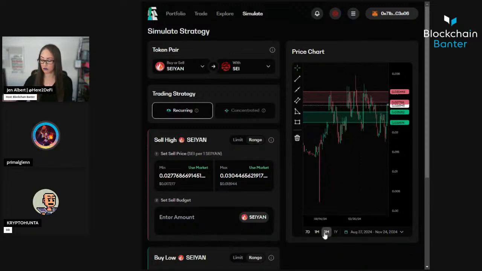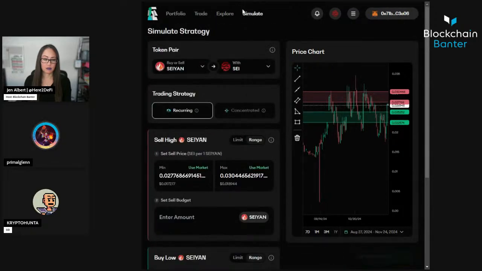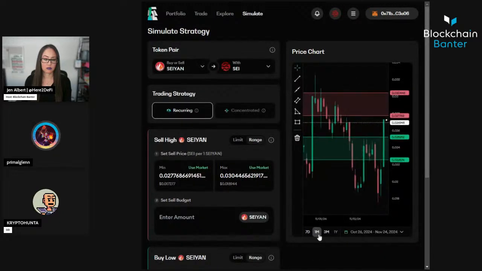The longer time frame might give you an idea of what this token pair has done over a long time period. But also this is useful because this is the data that we end up using for backtesting the trading strategy. So this is the simulate side of Carbon DeFi. If you choose 3 months here, this means that we're going to backtest the strategy using 3 months of data. If you were to go to 1 month, then we would backtest using 1 month of data.